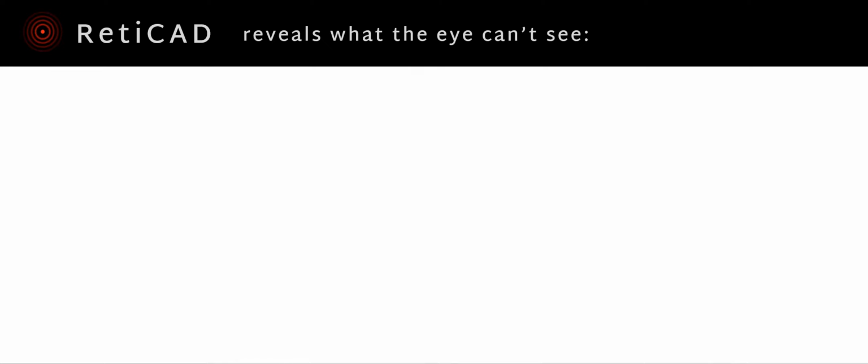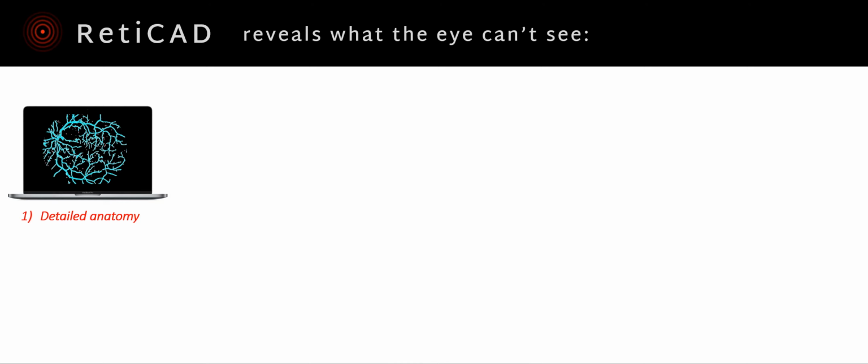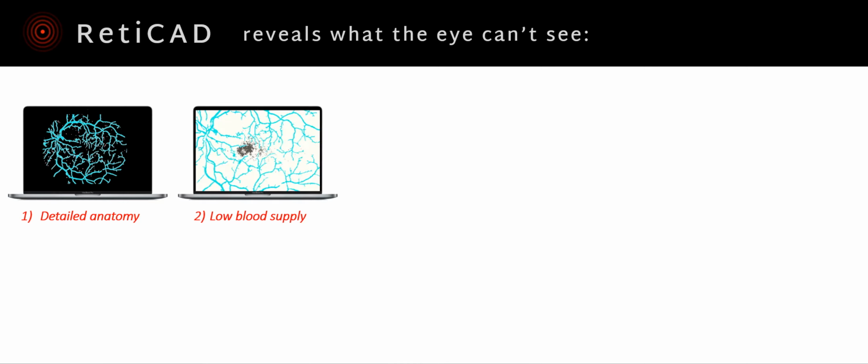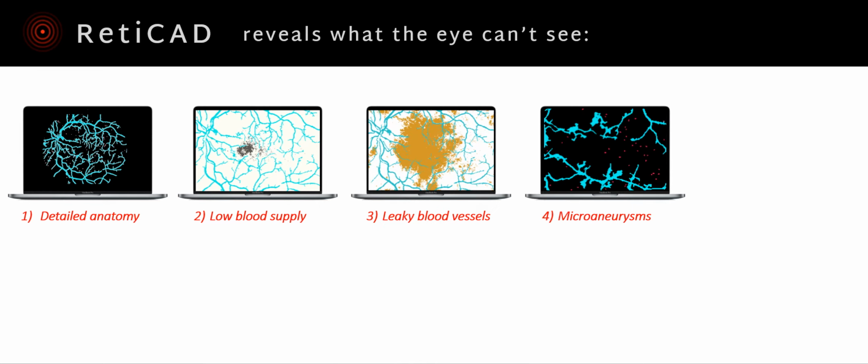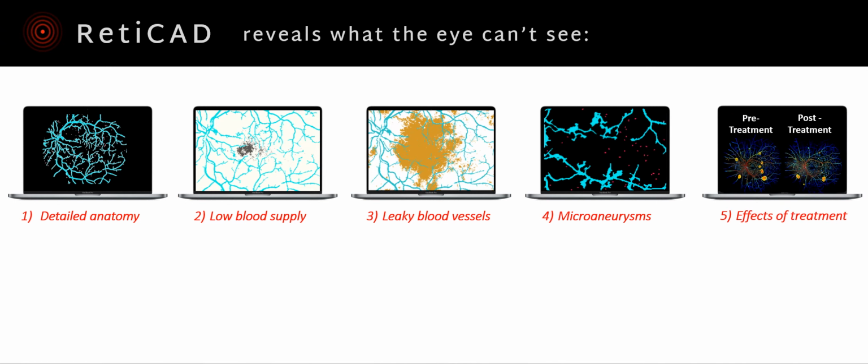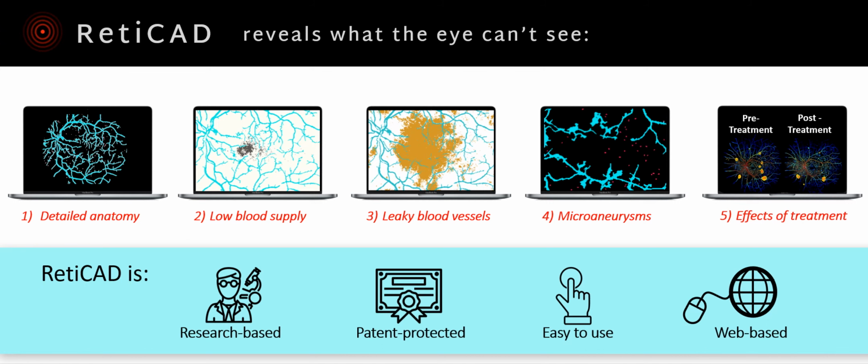Reticad detects all markers of blood vessel disease that ophthalmologists look for. It presents a detailed view of vascular anatomy. It identifies ischemic regions with low blood supply, regions with leaky blood vessels, and microaneurysms. Reticad also allows easy patient follow-up to evaluate treatment efficacy. The software is a product of over 15 years of research and is patent protected.